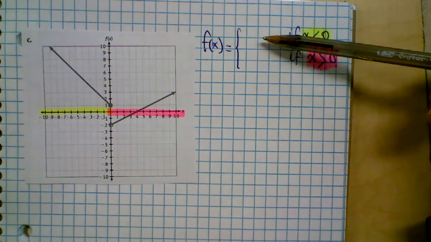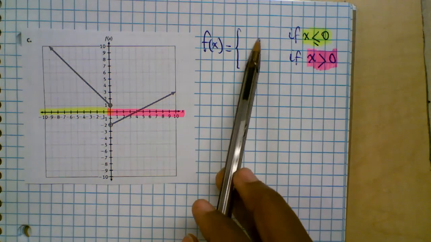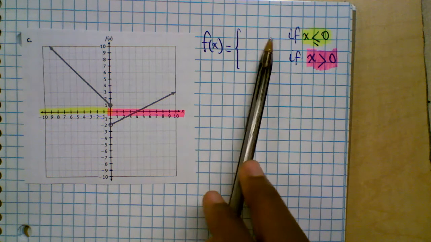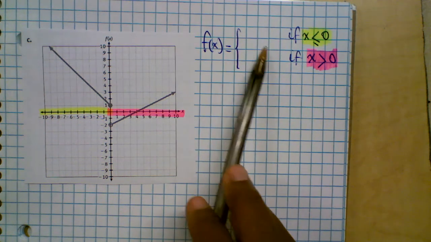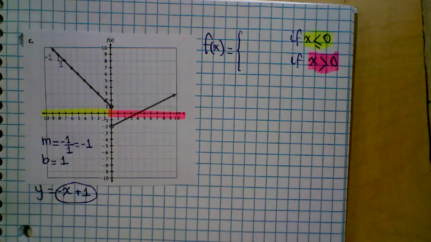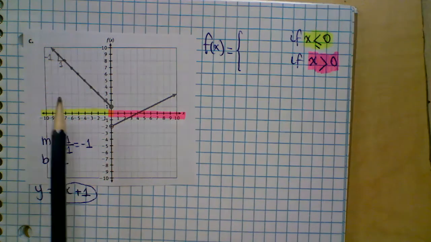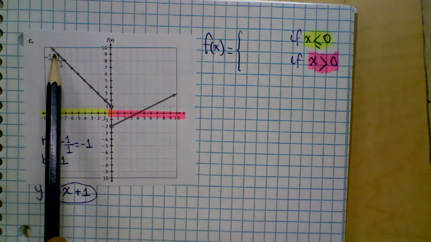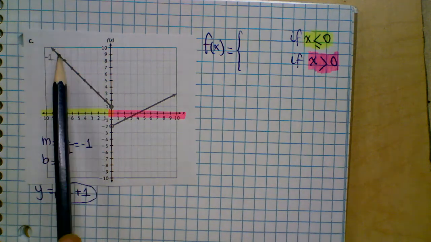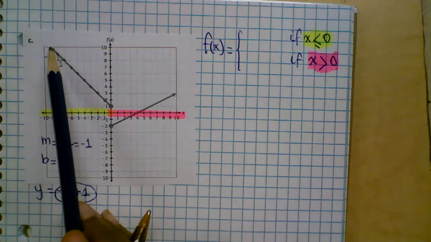Now you're going to move on to finding the functions to write here after the braces. I hope you're able to find out the slope is negative one. Why? We want to start from left to right. So I'm going to stop here. You can start at the top here.